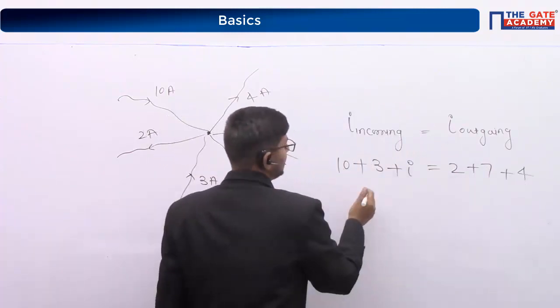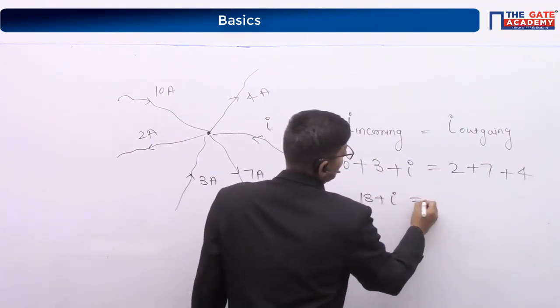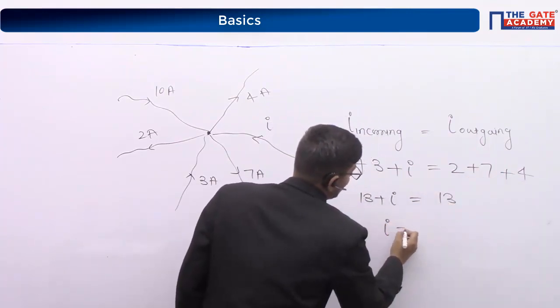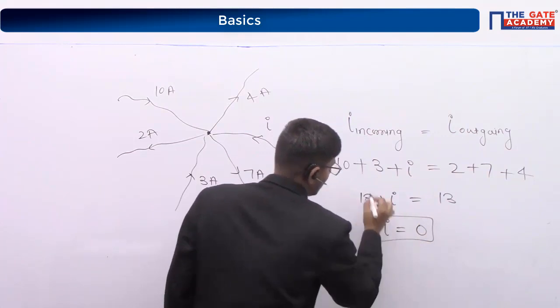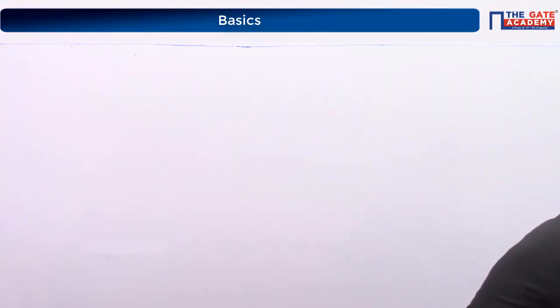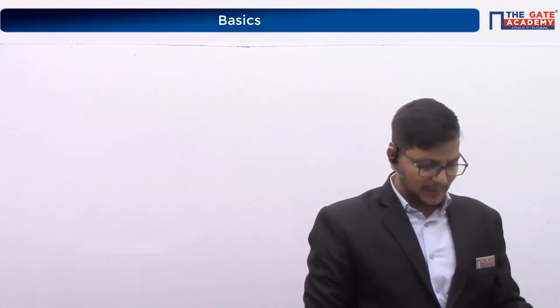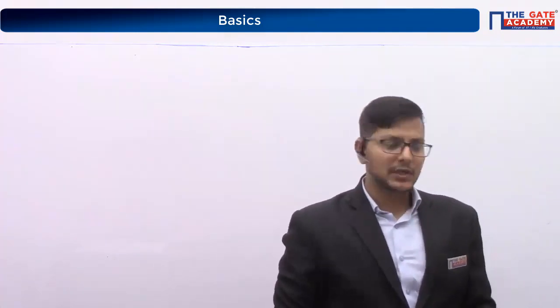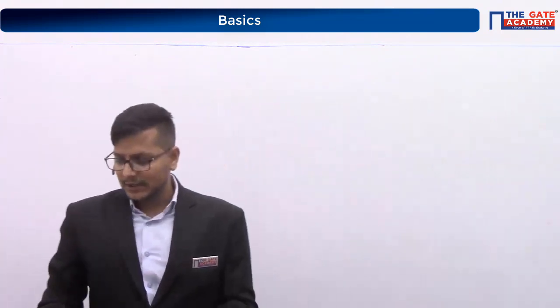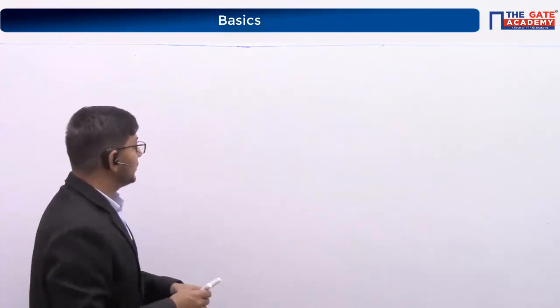Let's find out the value. 13 plus I equals 13. So what is the value of I? The value of I will be equal to 0. Clear? All of you should have the basic concept at least. If you have the basic concept, then I will give you a tricky question based upon network analysis. Then you solve. Clear? Just wait.